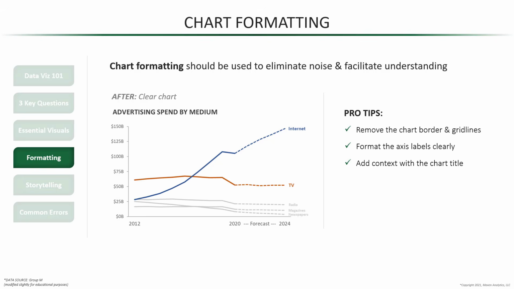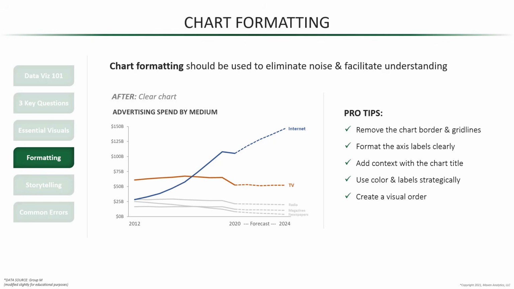Number 3, add context with the chart title. So now we know that we're looking at advertising spend by medium. Number 4, use color and labels strategically. So you'll notice that by adding the label for each series using the same color at the end of each line, instead of using the legend, it becomes really clear to identify which is which.